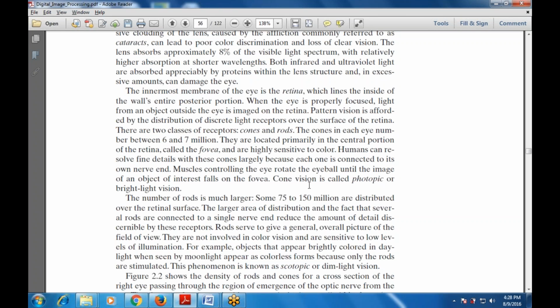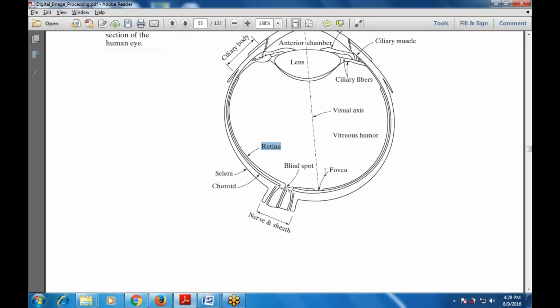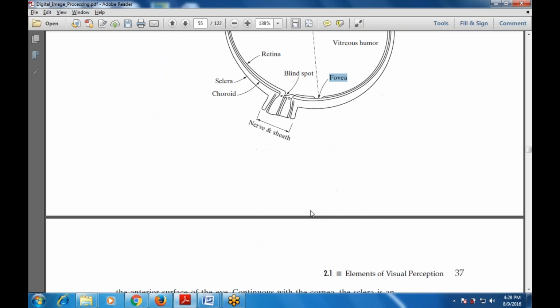Now, there are two categories of receptors: one is cones, one is rods. And cones in the eye number between 6 and 7 million, and they are located in the central position of the retina, that is known as the fovea. This is known as the fovea, that is used as a central location.